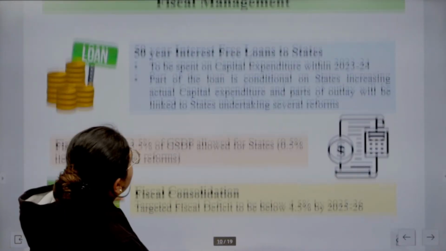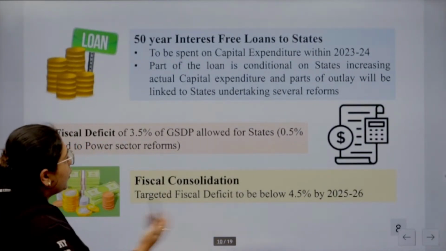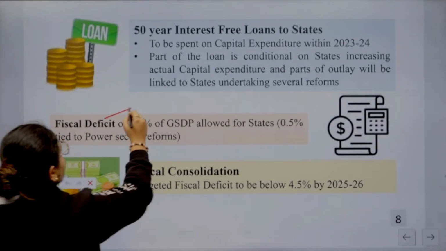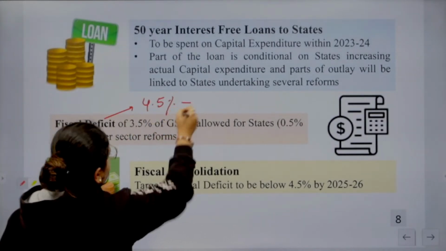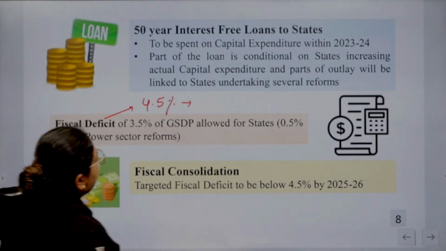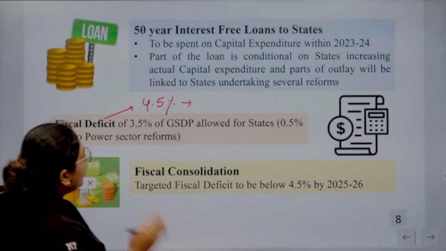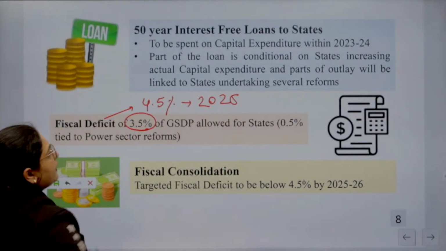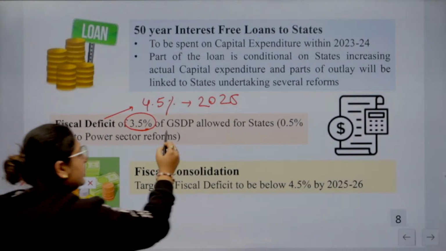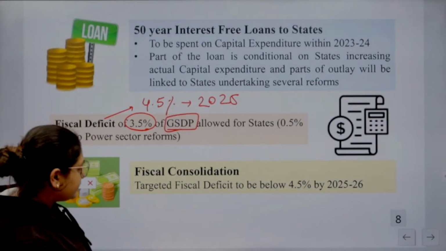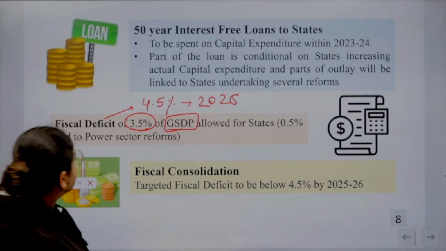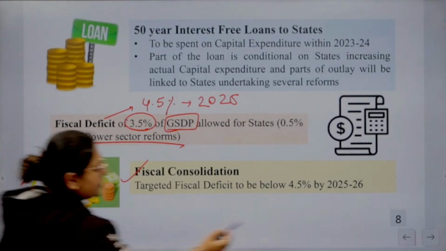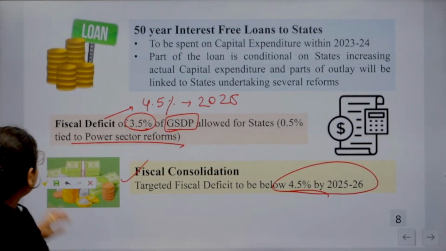Then speaking of fiscal management, so 50-year interest-free loans, and according to the fiscal deficit, nearly 4.4%, the government has said that India will be adhering to 4.5% of GDP by 2025, and nearly 3.5% of GSDP, gross state domestic product, is to be allowed for the states tied to the power sector reforms. Then fiscal consolidation, like I had mentioned, the target is to keep it below 4.5%.